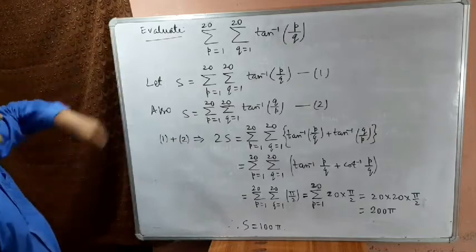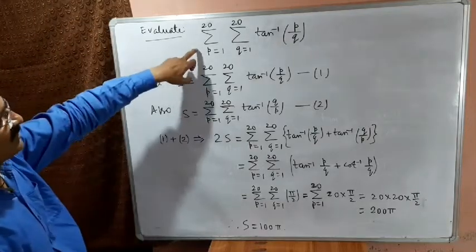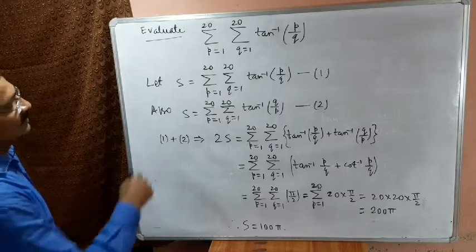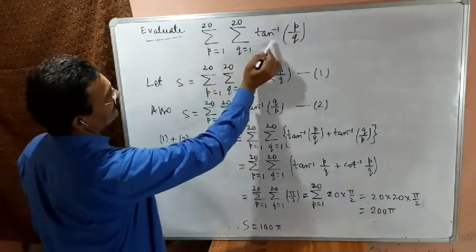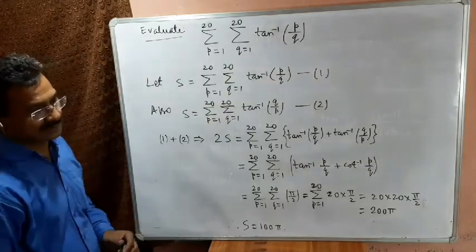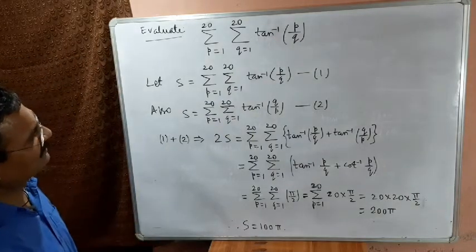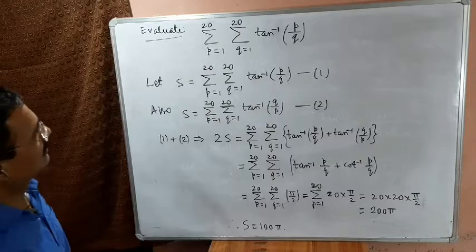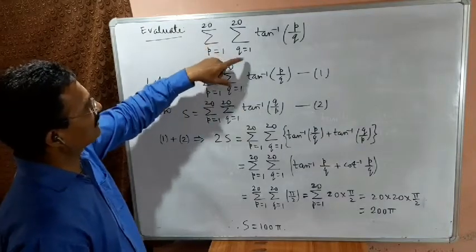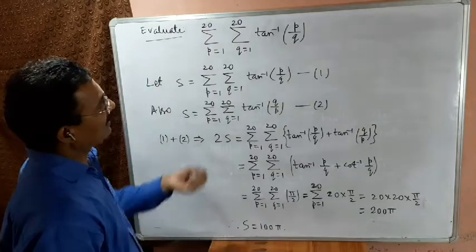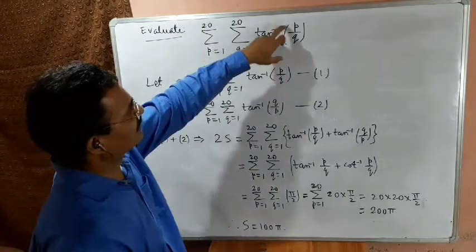In my last question, I have taken this question. You are seeing a double summation over tan inverse P by Q. First of all, study the structure of this question. Limits on both P and Q are the same, from 1 to 20, and this is tan inverse P by Q.